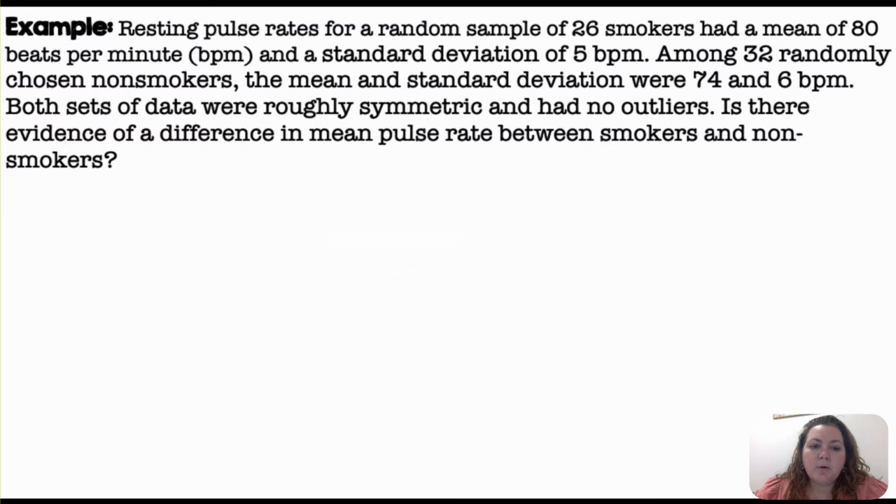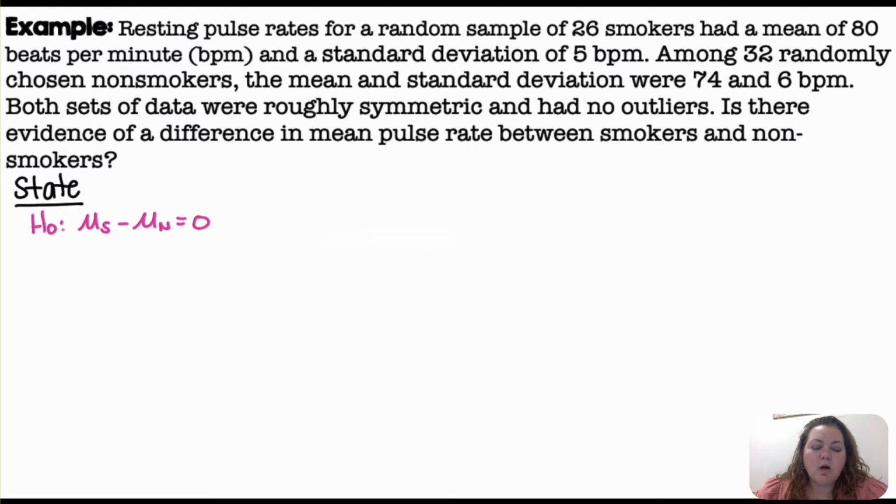Resting pulse rates for a random sample of 26 smokers had a mean of 80 beats per minute and a standard deviation of 5 beats per minute. Among 32 randomly chosen non-smokers, the mean and standard deviation were 74 and 6 beats per minute. Both sets of data were roughly symmetric and had no outliers. Is there evidence of a difference in mean pulse rates between smokers and non-smokers? Do the data provide sufficient evidence? We're going to do a test here.